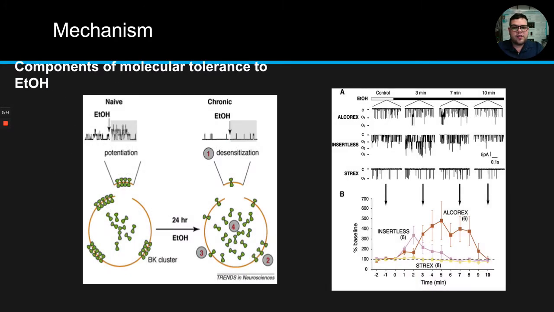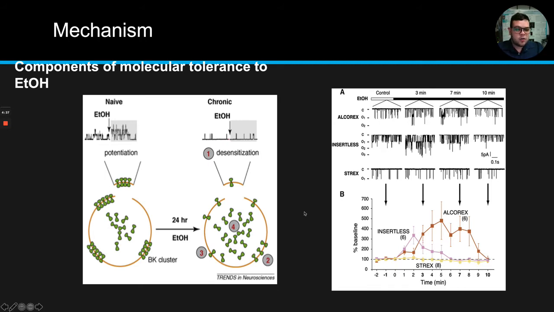So the mechanism and the components that we propose for the molecular tolerance to ethanol exposure are the following. We first have the potentiation, or this channel being responsive. This channel is going to be clustered across the membrane, and these clusters are going to be distributed on the surface. And we also have expression of the channel inside the cell. After 24 hours, or chronic exposure to ethanol, we see desensitization of the channel. As we can see here in our graph, the channel stops responding.